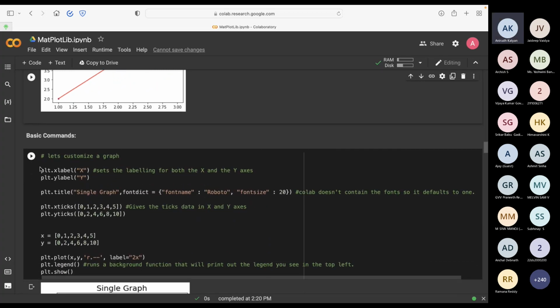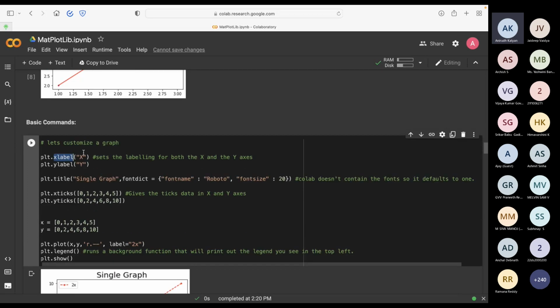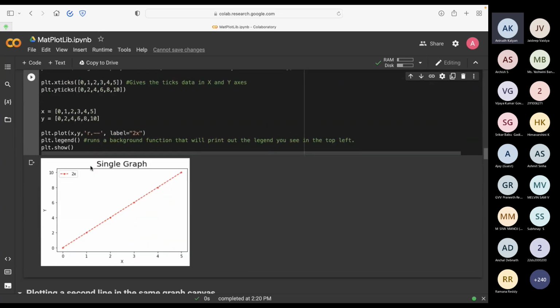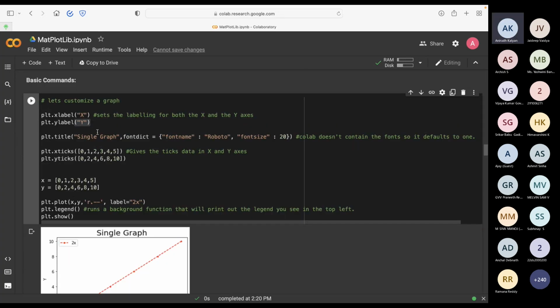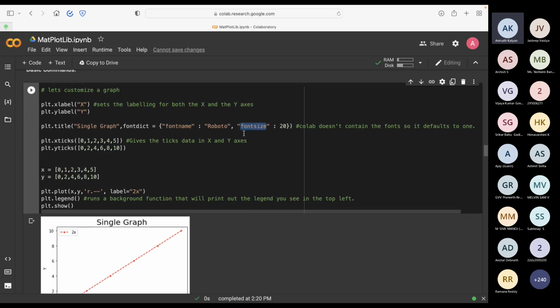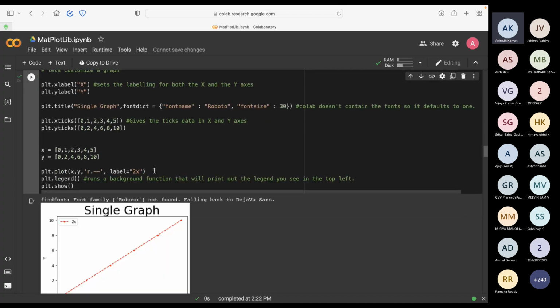We'll start with plt.xlabel. These are pretty self-explanatory, so you can go with xlabel as x, ylabel as y. If I come here, you can see you have x and y. And then you put plt.title and give it the name single graph. And then you can pass in a dictionary called fontdict. This will give a font name and a font size. There are other customization options, but I think for the purposes of this, the main things you'll want to look at are font name and font size. So here, we have set font size as 20. I'll set it as 30 for the time being. And if I do it again, you should see a bigger single graph.